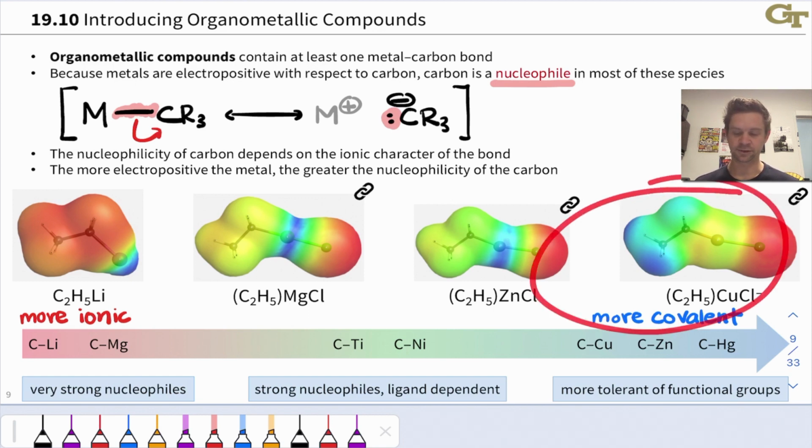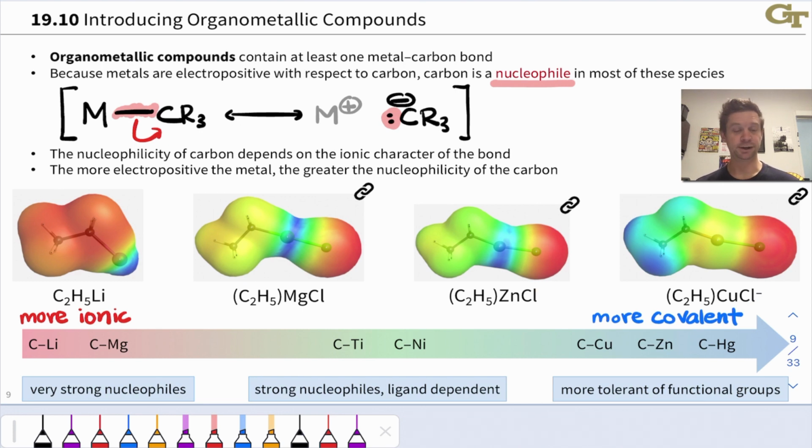This is a class of reagents that we'll encounter later in the course. And of course, there are varying degrees in between. So you can see in these electron density maps that there is quite a bit of negative charge on the ethyl group here, and in the organocuprate, there's much less negative charge built into the ethyl group. It's much less reactive, more tolerant of Lewis acidic functional groups and Bronsted acidic functional groups and all that good stuff.